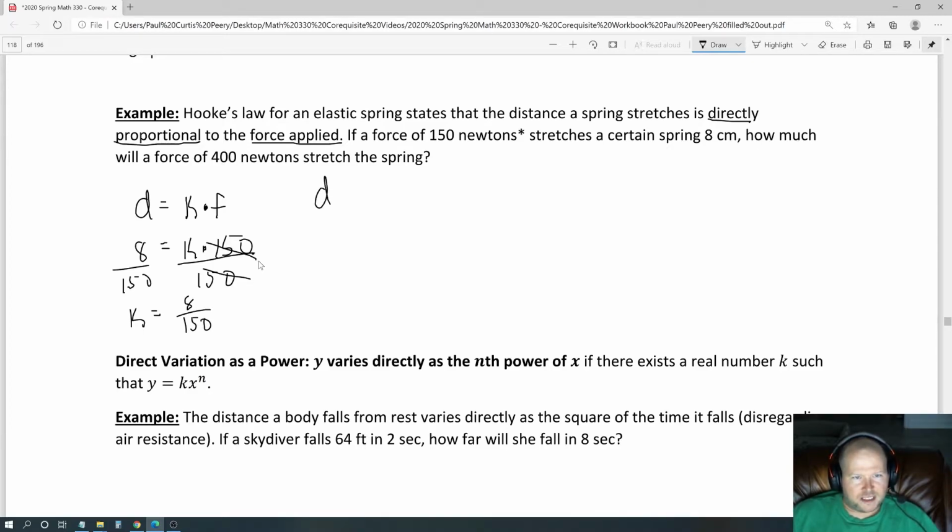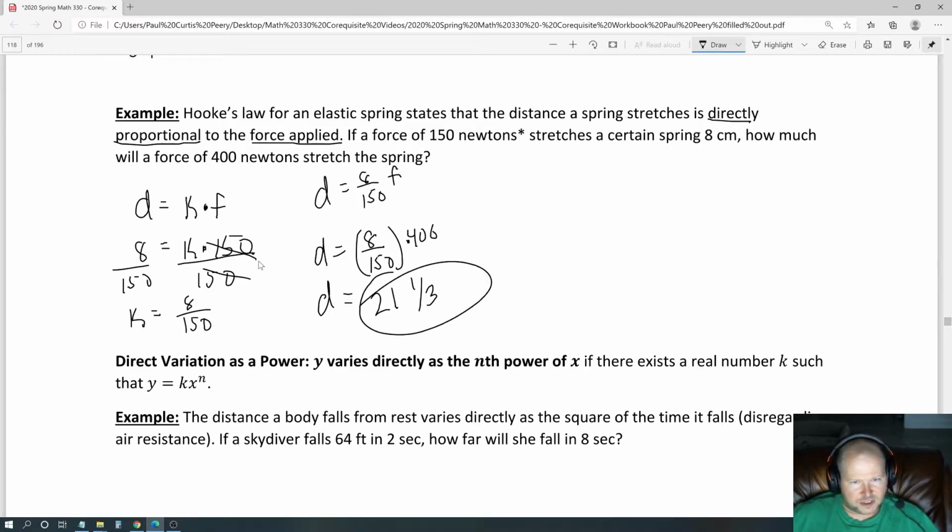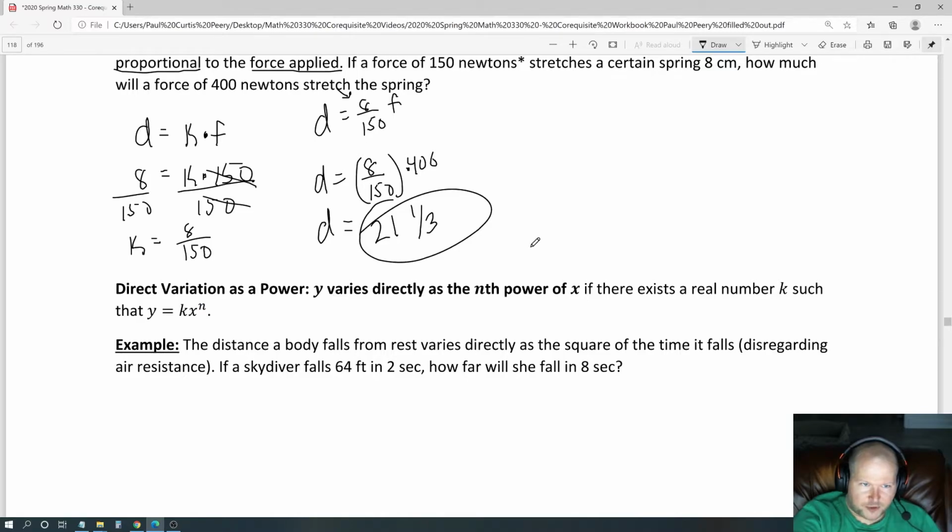Now I can rewrite the original one with 8 over 150. You can rewrite that as a decimal if you want to as well. It's not really necessary, though. You can just leave it. And that's multiplied by F, the force. Now we want to say, how will a force of 400 newtons stretch the spring? So we say 8 over 150 multiplied by the force, which is 400. And that gives me a distance of 21 1/3 centimeters. You could have just as easily written that as a decimal. I don't think it's a nice decimal, though, so I just left it as a fraction in order to not deal with decimals.